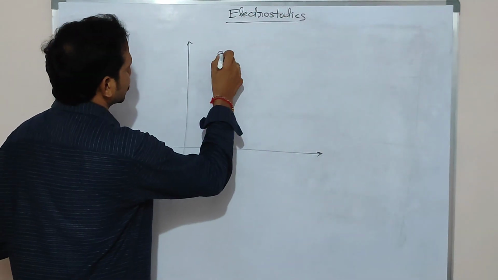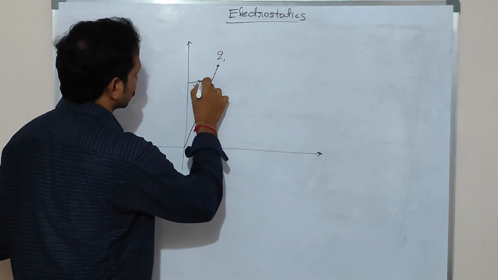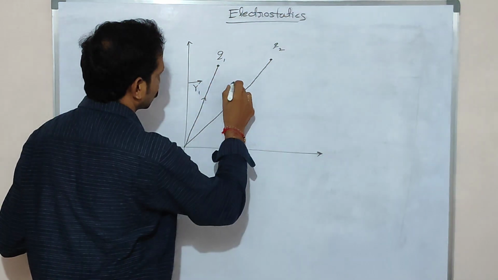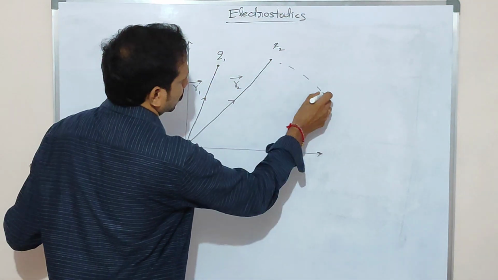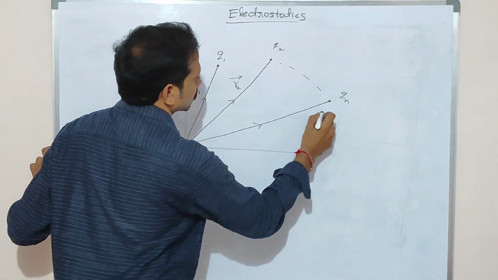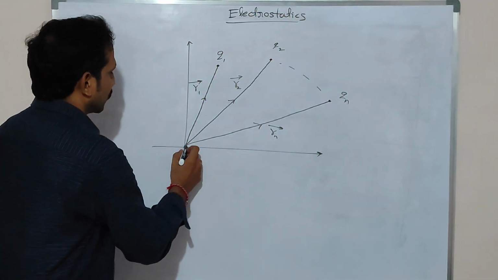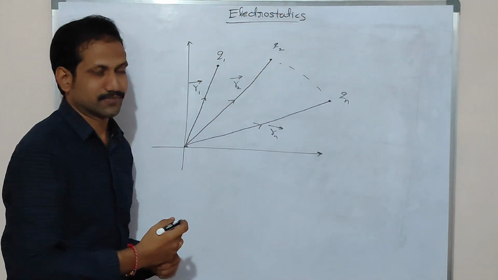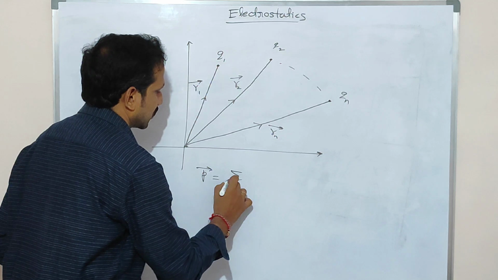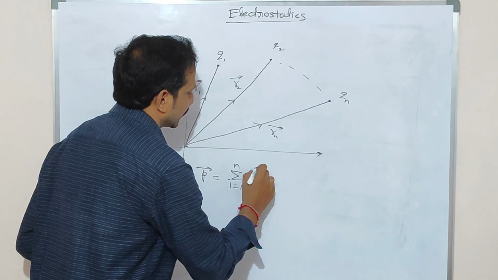Say this is charge q1 at a distance r1 from the origin, and this is charge q2 at a distance r2 from the same origin, and so on. There are n charges. The nth charge is qn, and its position vector from the origin is rn. Now the dipole moment of this system of charges is very simple: the dipole moment p vector equals the summation over i from 1 to n of qi times ri vector.